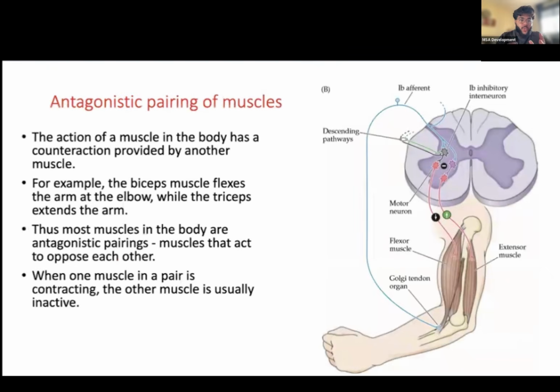Lastly, we have our antagonistic pairing of muscles, as I mentioned earlier. Almost all of your muscles in your body have opposing pairs. Everyone knows about your biceps and triceps. Once the biceps is contracting, the triceps will relax, and once the triceps contracts, the biceps relaxes. Okay. Again, you saw that on the EMG. When there's antagonistic pairing, one of them will be completely flat, while the other one will have the normal waveforms. So yeah, that's all you need to know with regards to this.